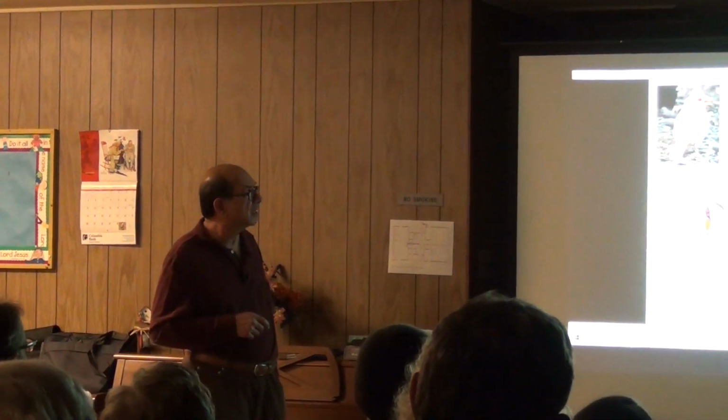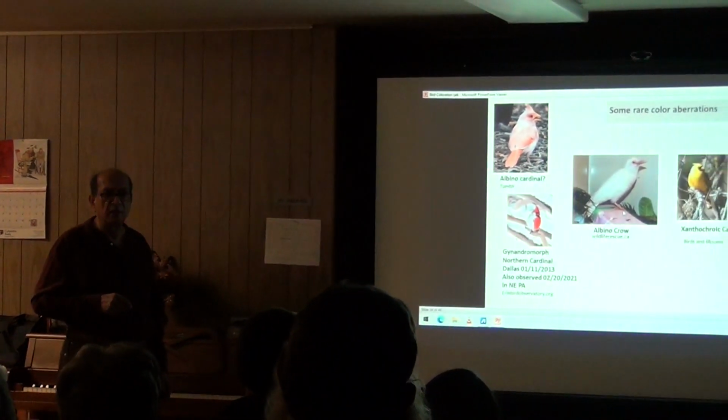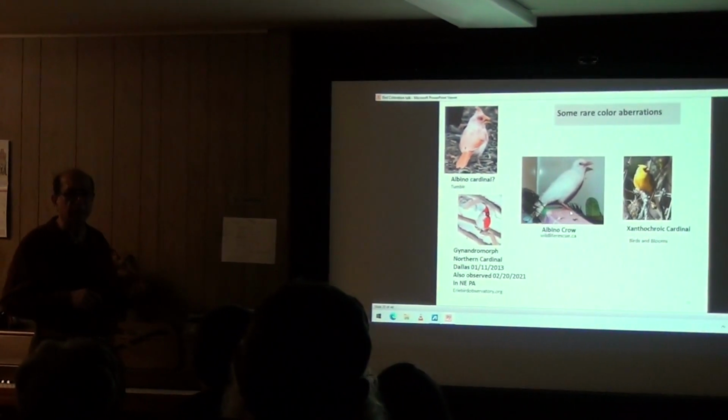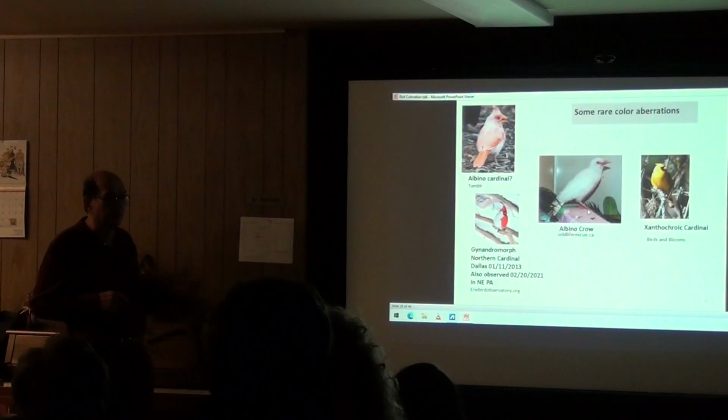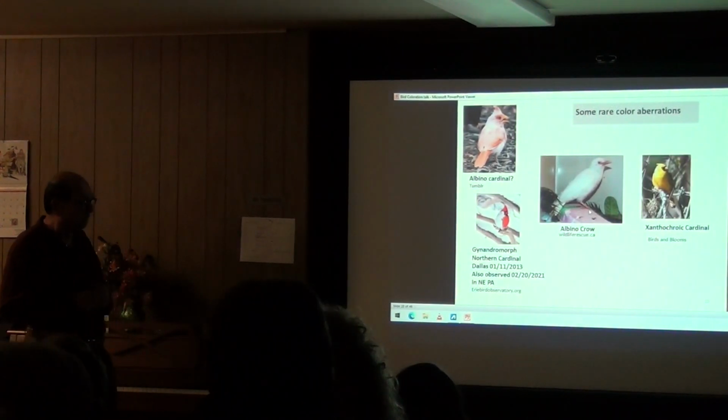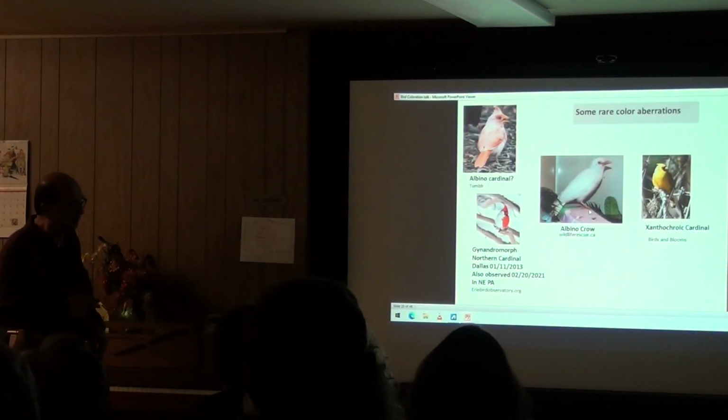And albinos actually have a really hard time. They can go blind, and because of their different coloration, they have difficulty finding mates. So they don't really do well in the wild.